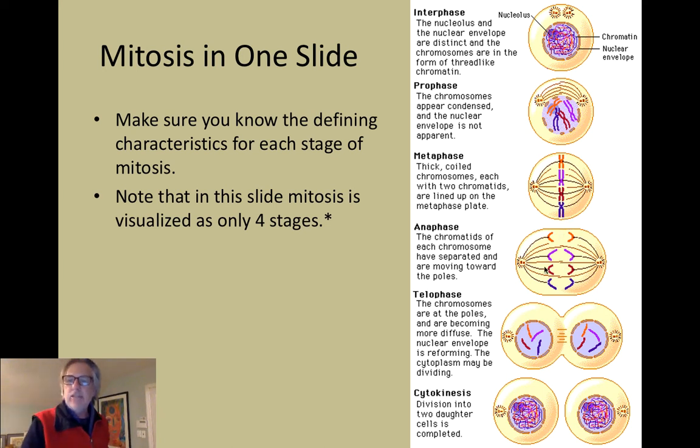In anaphase, the sister chromatids are being pulled apart. In telophase, the nuclear membrane reforms and the chromosomes decondense, and then cytokinesis is the final separation. You will note that this diagram shows the 4-phase model. It doesn't distinguish between prophase and pro-metaphase, but you'll have to learn that.